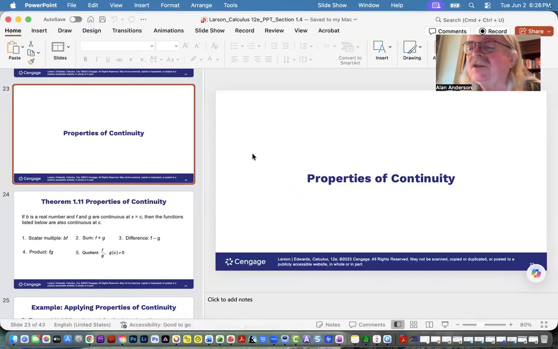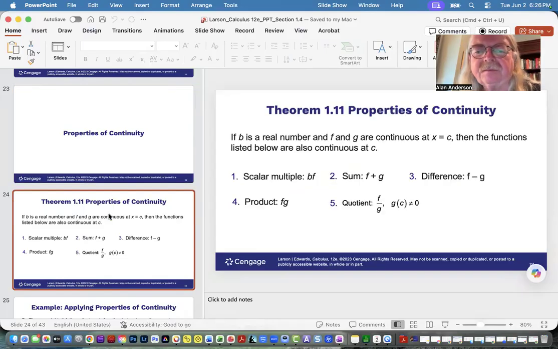We started to look at this notion of properties of continuity. And so keep in mind, what does it mean to be continuous? It just basically means, in a very informal way, that there are no breaks in the graph. You can draw it without taking your pen off the paper, so to speak. So anyway, for continuous functions, if we're assuming that b is just any real number, f and g are two continuous functions, at least at the point x equals c. We don't care what's going on elsewhere, but at that one point, they are continuous.